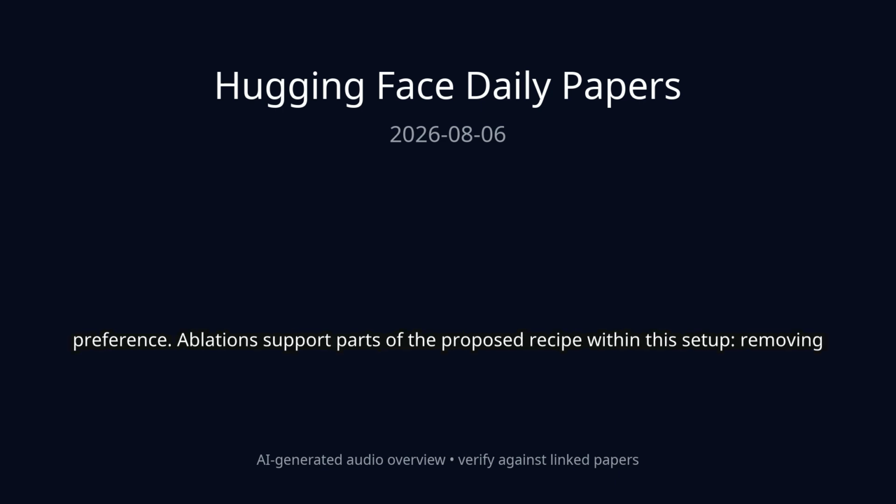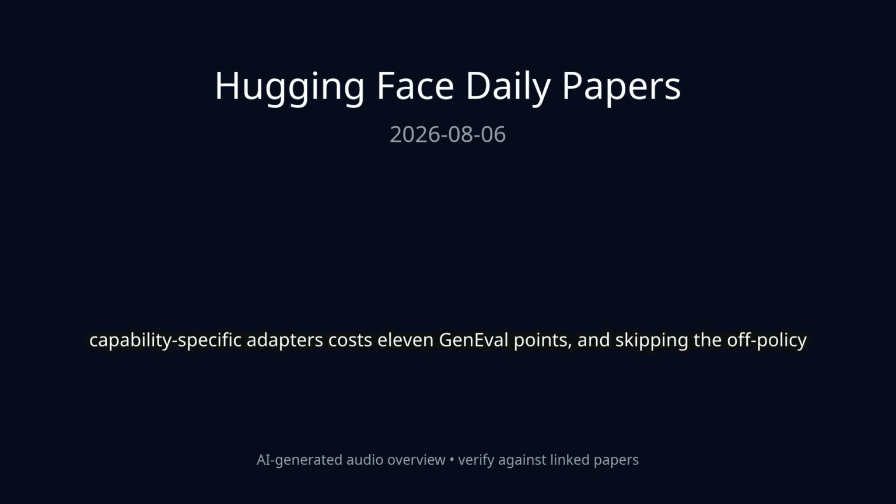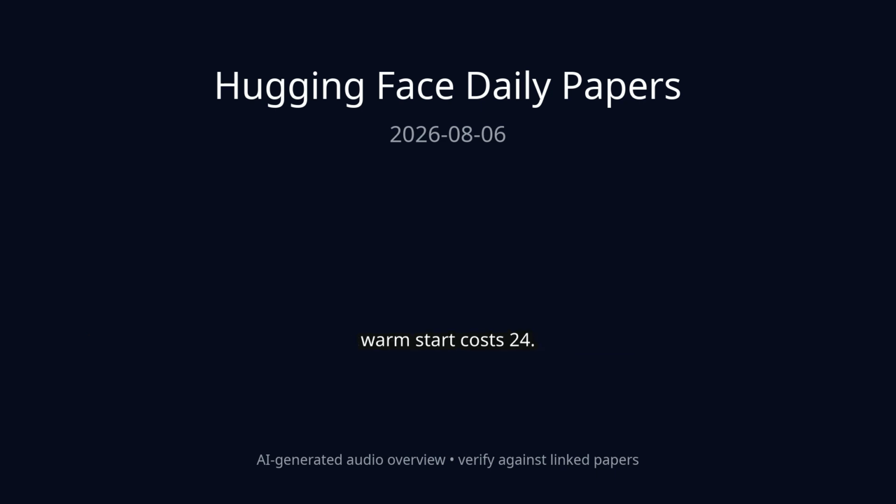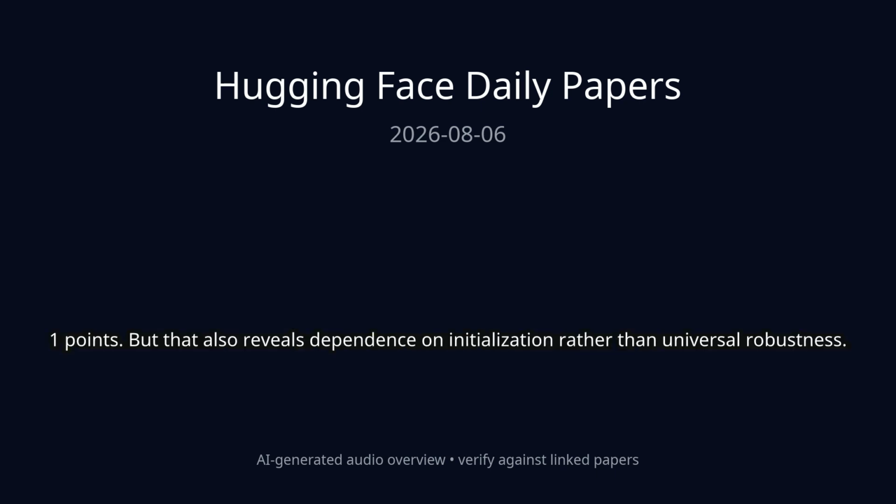Ablations support parts of the proposed recipe within this setup. Removing capability-specific adapters costs 11 Gen eval points, and skipping the off-policy warm start costs 24.1 points. But that also reveals dependence on initialization rather than universal robustness.